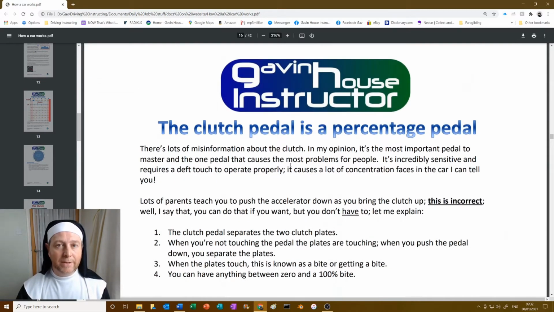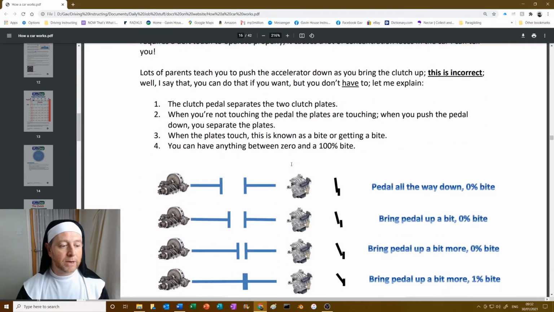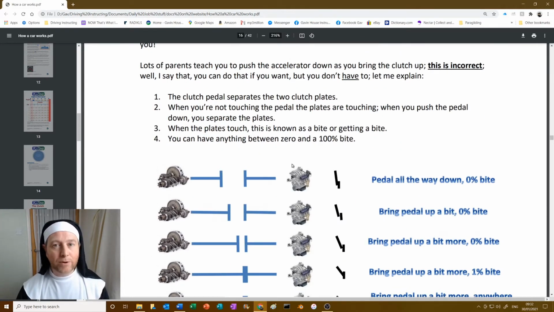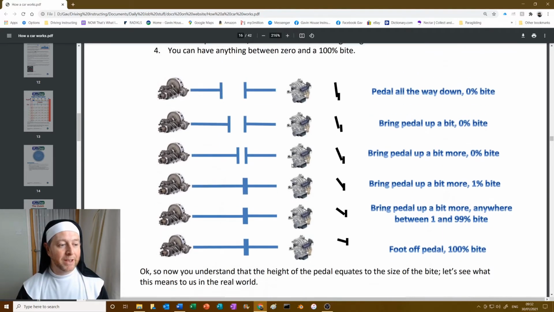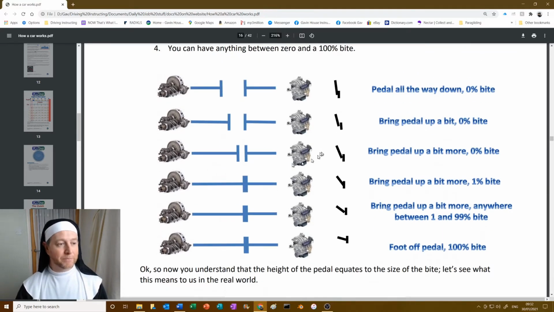Okay, now the clutch pedal is a percentage pedal. Now I know a lot of people are worried about percentages, but you don't need to worry about it too much. Right, let's have a look at this. If you push the clutch pedal down, so the pedal goes all the way down, then you have a 0% bite. And then when you take a foot off the clutch altogether, you have a 100% bite.